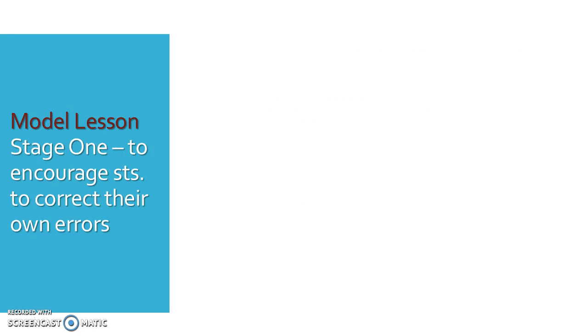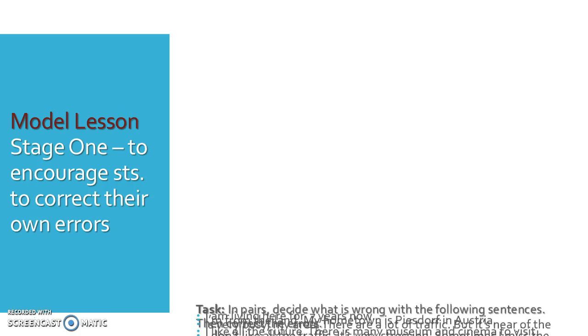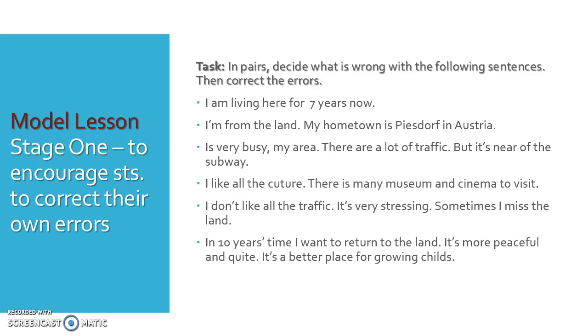So now I'm going to show you what I would do with those errors and how you could turn that into a lesson. The first task I would do with the students would be the following. Get these sentences on the board or on a handout and ask students in pairs to decide what is wrong with the following sentences and then to correct the errors.